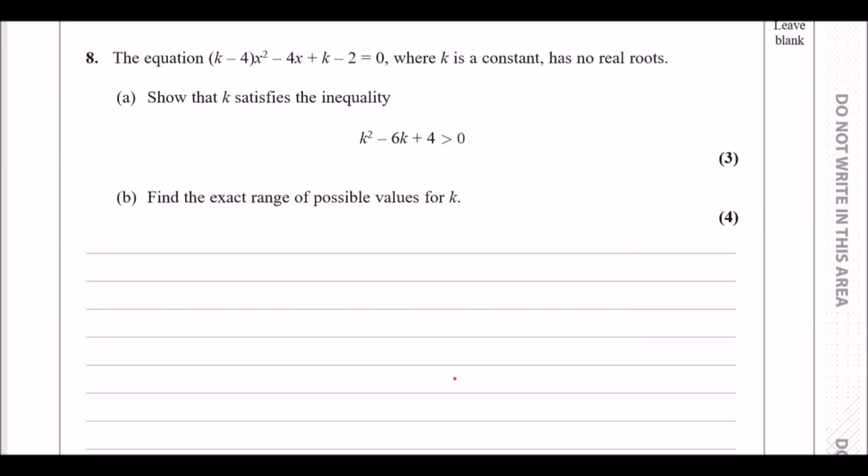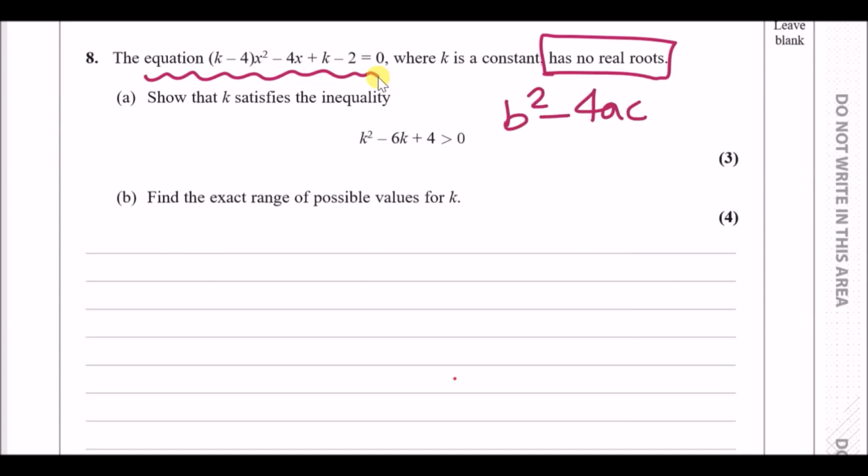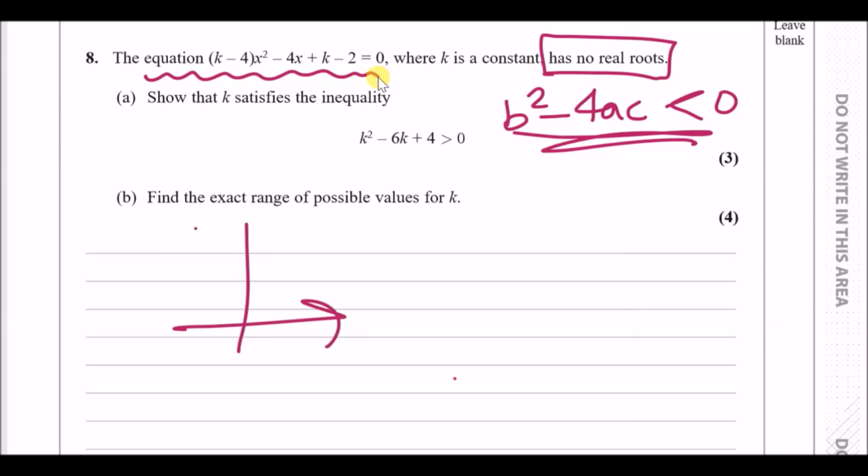Okay, number 8. The quadratic equation, which is this bit here, where k is a constant, has no real roots. When something has no real roots, this implies that the discriminant, b squared minus 4ac, must be negative. This literally tells us that when you plot a u-shaped graph, it does not touch the x-axis.